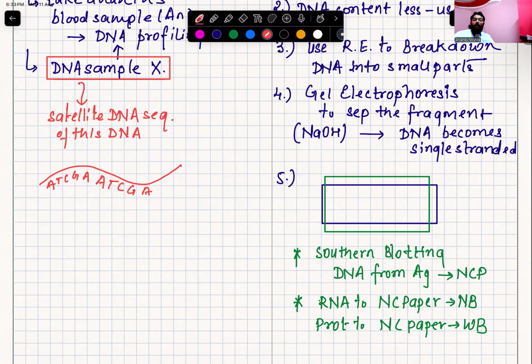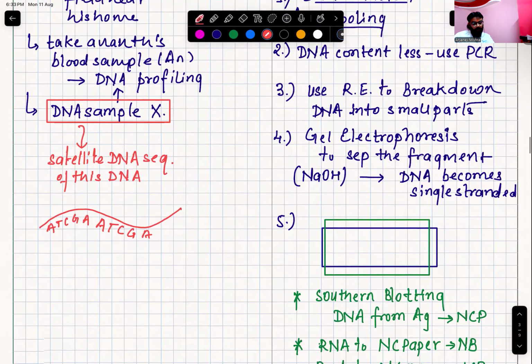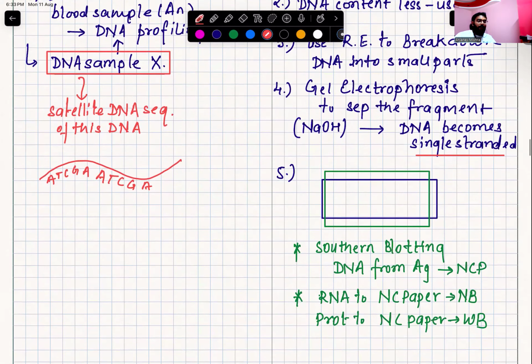Yes, sir. Now, during the gel electrophoresis, we have made the DNA single stranded, and that is how we have kept it on the nitrocellulose paper also. And now we have found out that the DNA sample in X, the satellite DNA, is ATCGA. All you have to do is create an artificial radioactive probe. Sir, what is an artificial radioactive probe?